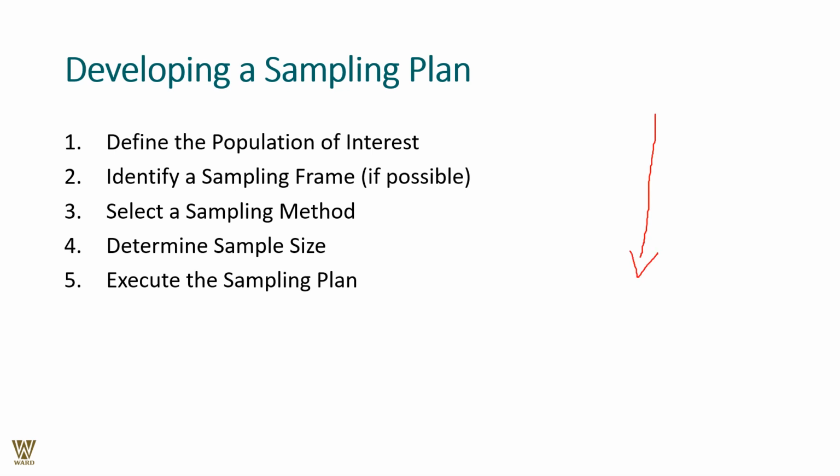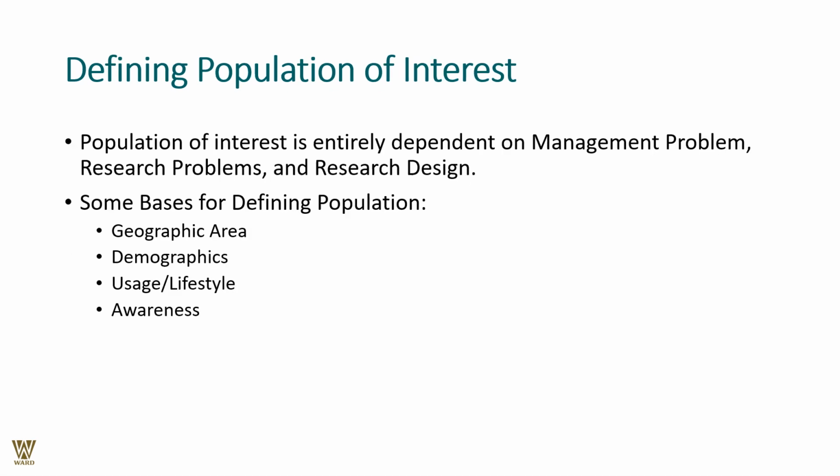Right from the population of interest to the sampling frame, from the sampling frame to the sampling method, from the sampling method to the size of the sample, and execution is the most important thing. So let us define all those 5 steps. First and foremost is the population of interest.